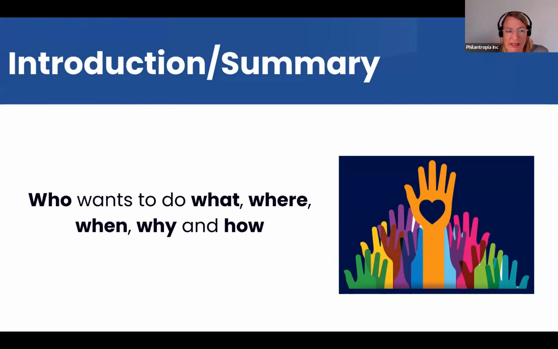Basically, the summary is just supposed to cover the W questions that you learn at school. So who wants to do what, where, when, why, and how. So when somebody reads your summary, they should have a very good understanding of the contents of your proposal, of what you want to do with your project, what the issue is, etc.